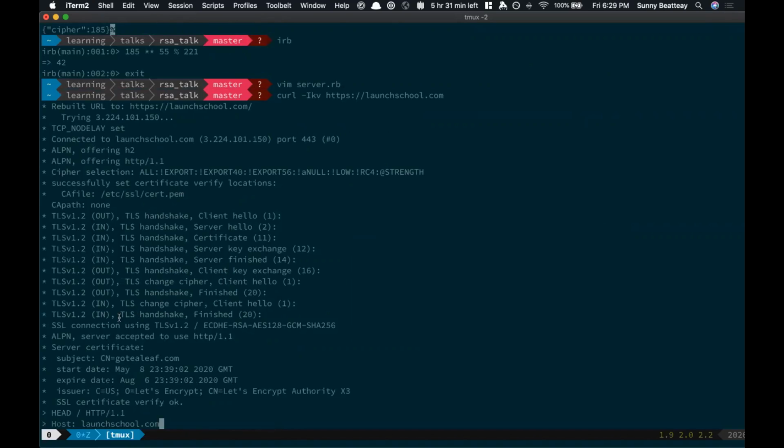And so you can see in this TLS connection that we're using, there's the RSA right here. So it's using the RSA algorithm for authentication, in this certificate of authentication. But let's prove it a little more. Let's actually go into that certificate, find Launch School's certificate of authentication, and find its actual RSA data.